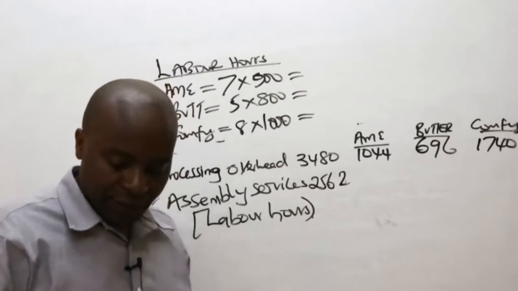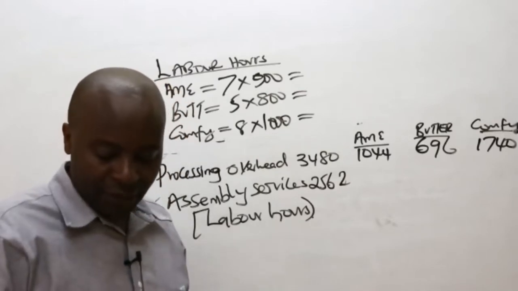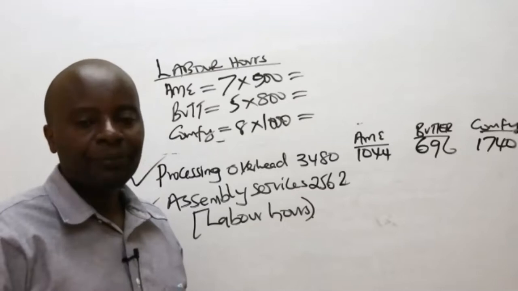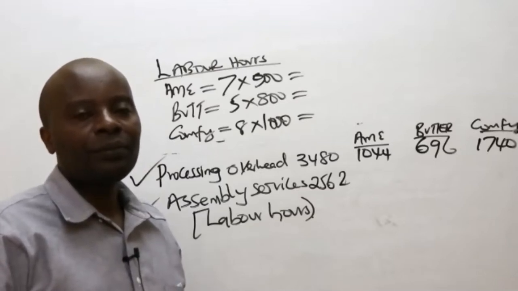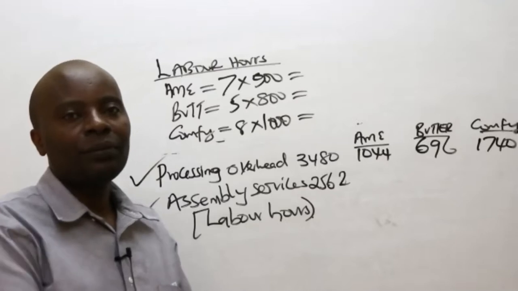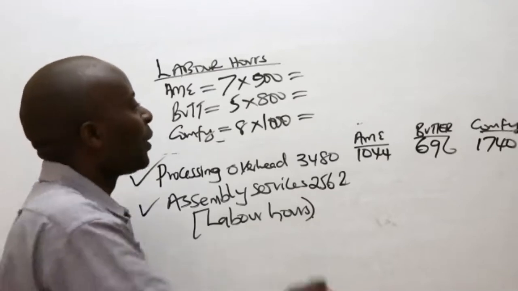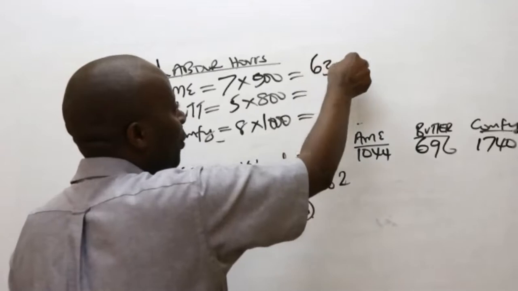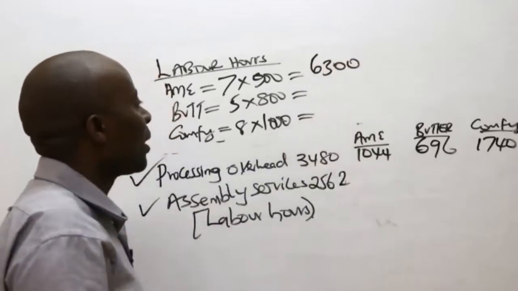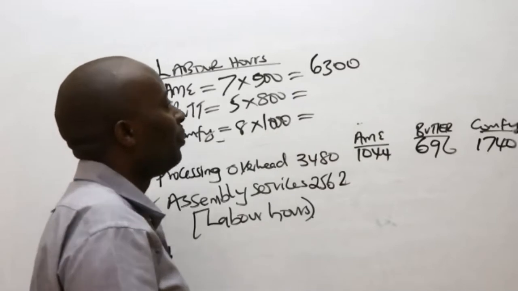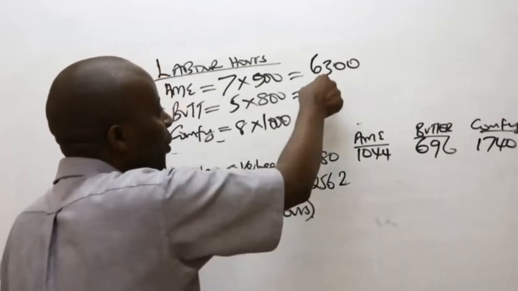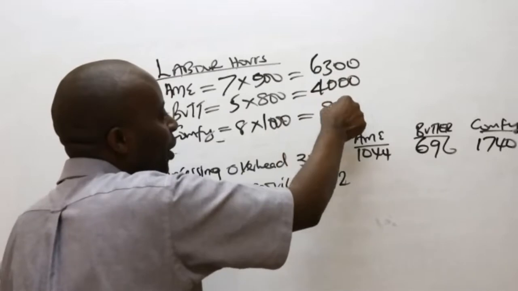The first figure, somebody, the first figure is supposed to give us what? 6,300, thank you very much. How about the second one? 4,000, thank you very much. The last one is 8,000.